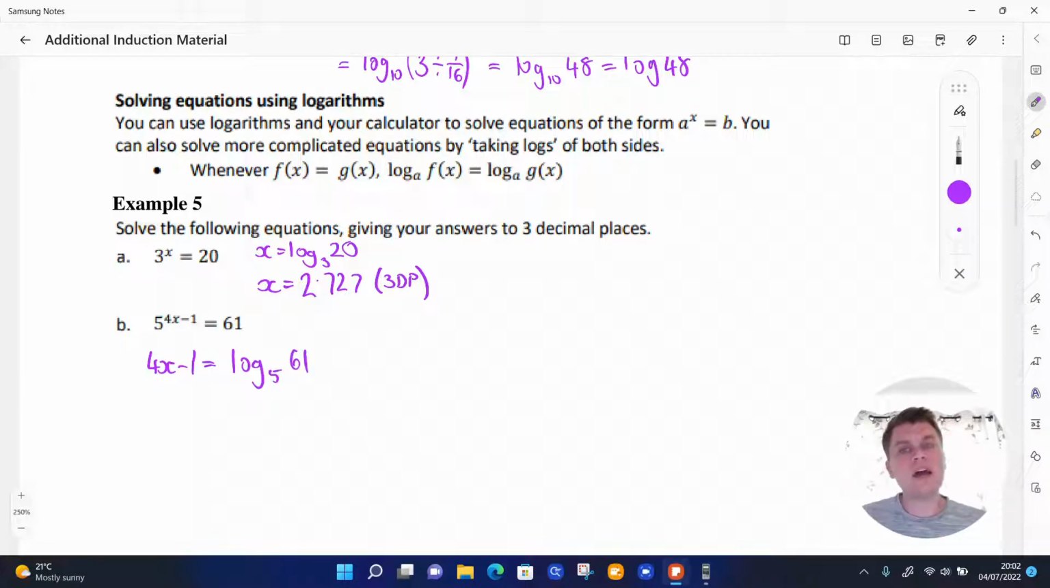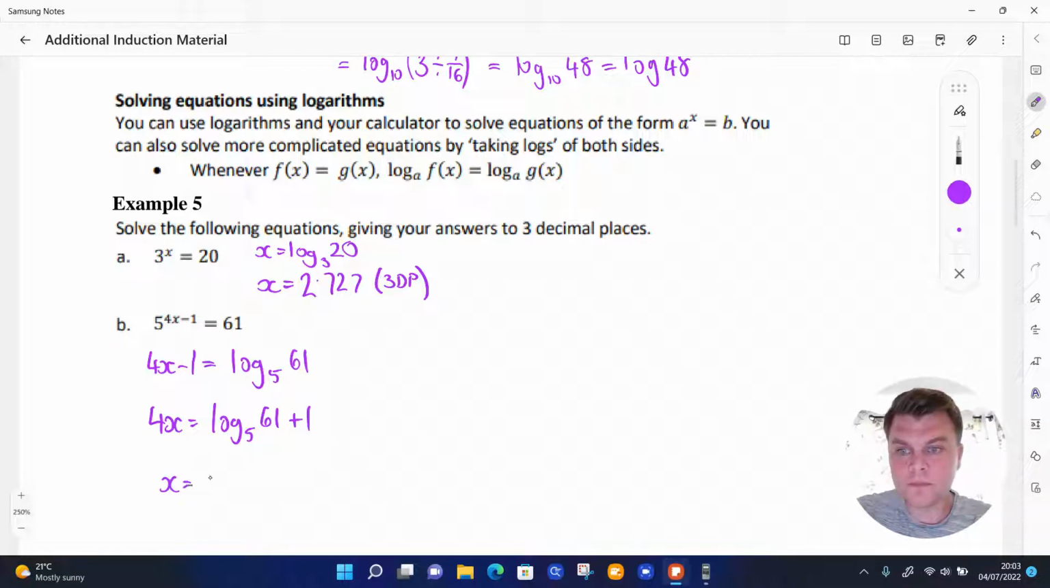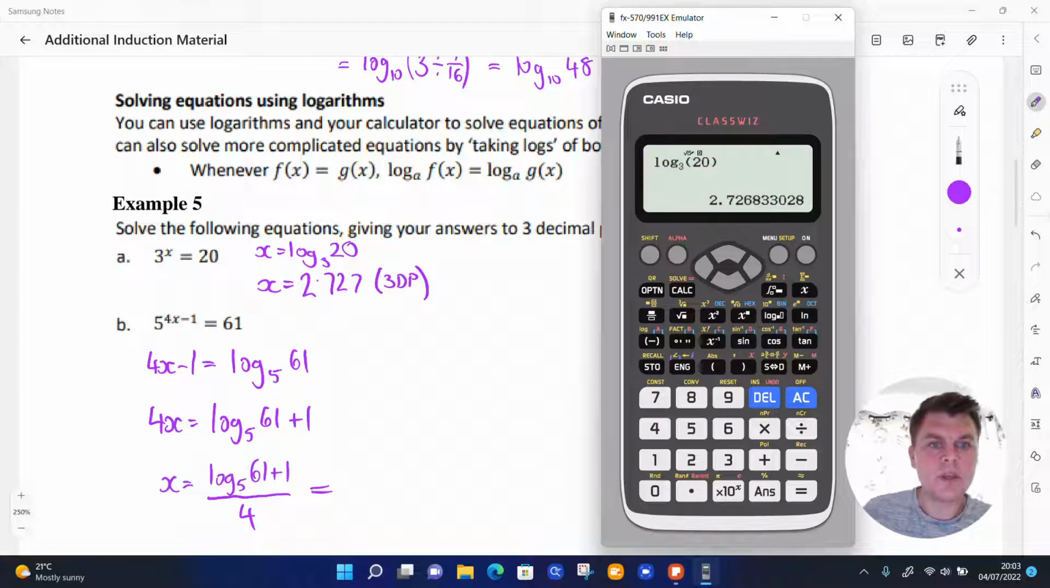Okay, now we don't put that in our calculator yet. We want to put in one final calculation in there. So let's tidy this up a little bit. If I add 1 to both sides, and then divide by 4, okay, and now we'll enter that into our calculator.